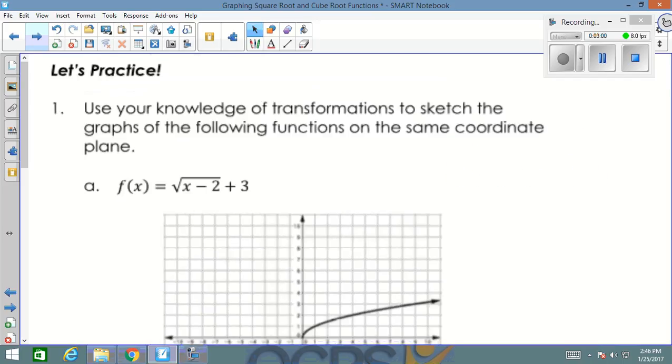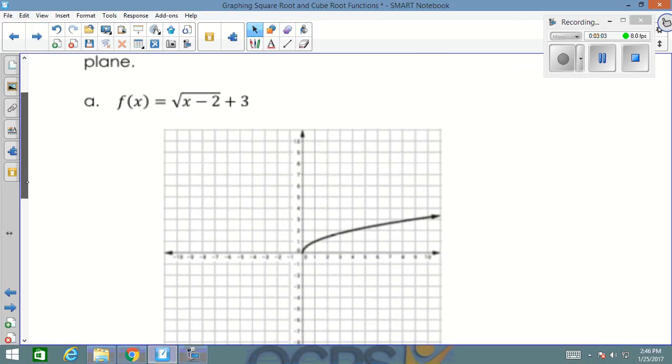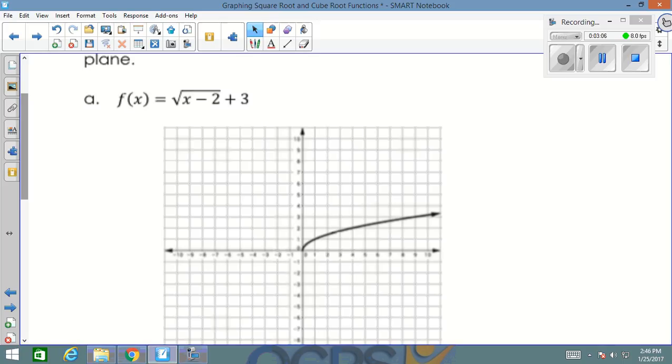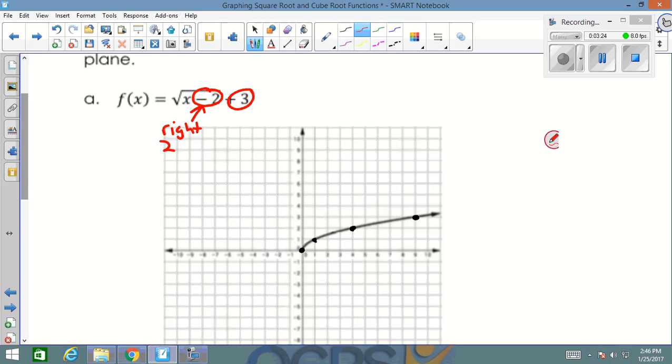So let's do some examples. Use your knowledge to sketch the transformation. Here's our original function. We have points at 0, 0; 1, 1; 4, 2; 9, 3. This 2 here is going to shift our function to the right 2 units. Remember, it's opposite, so it's going to go right 2. This here is going to shift it up 3 units. We're going to move every point right 2, up 3. So our new function is going to look like that.